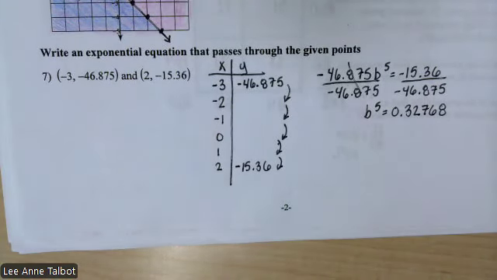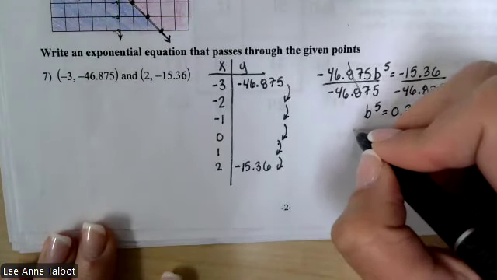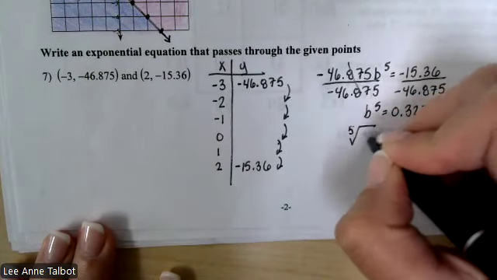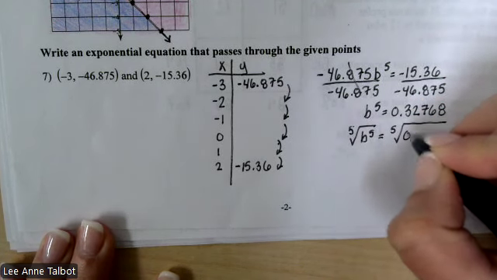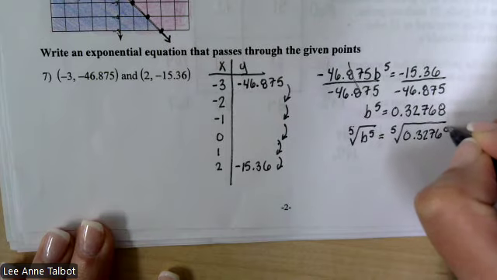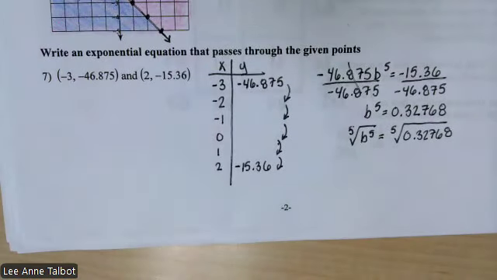Okay, now we need to take the fifth root. We haven't taken the fifth root in a while on the calculator. I'm going to go over how to do that. So I fifth rooted both sides.